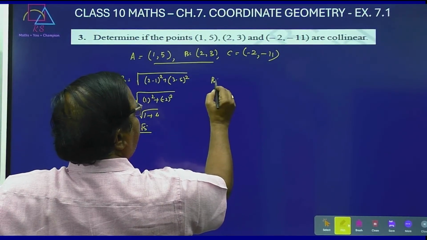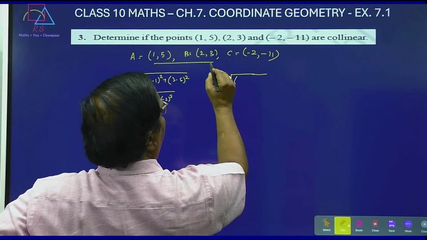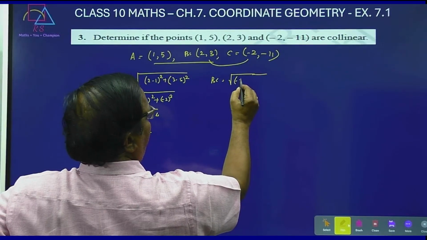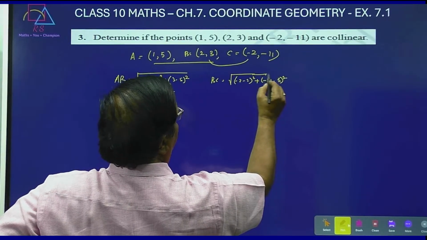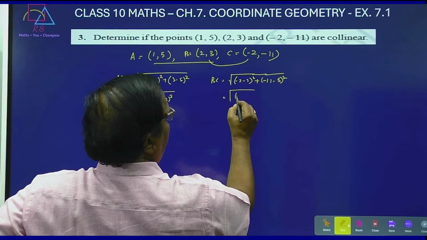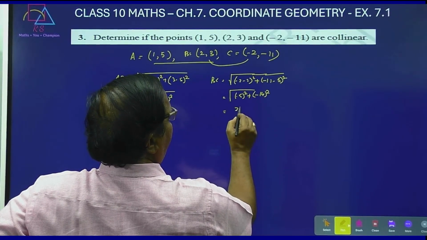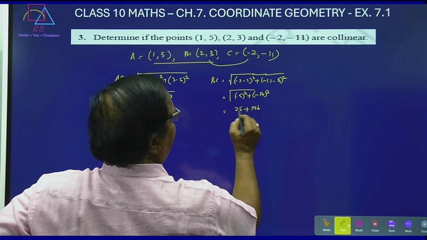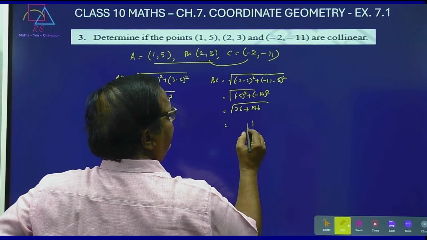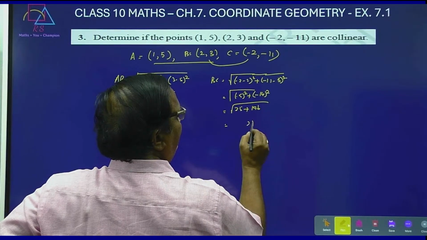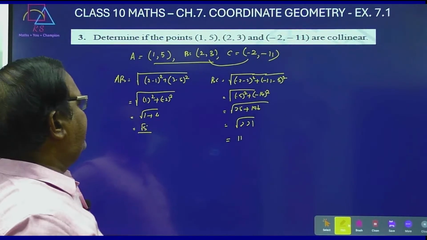Let us find out BC also. BC is equal to, again, x2 minus x1, these two, (-2 - 2) whole square, (-11 - 3) whole square. So (-4) whole square, (-14) whole square. So 16 plus 196. So how much? 212, 221. 221 is nothing but 11. BC is equal to 11.